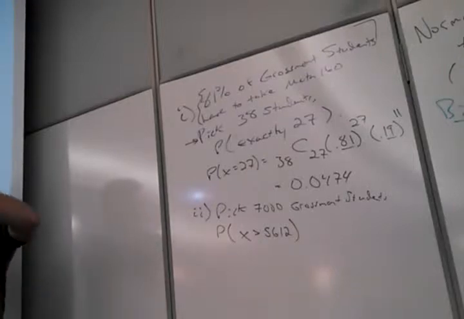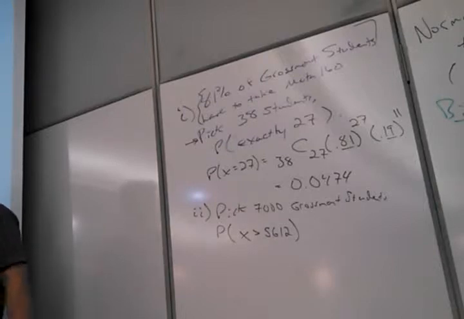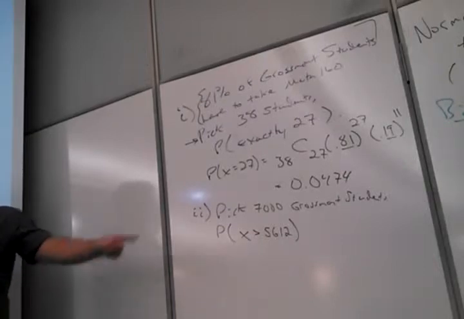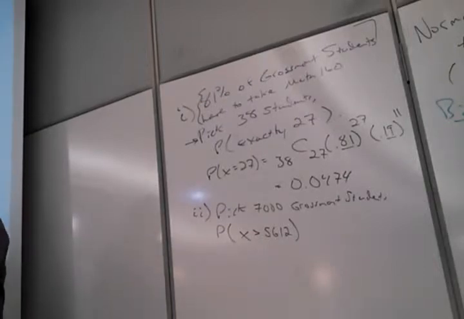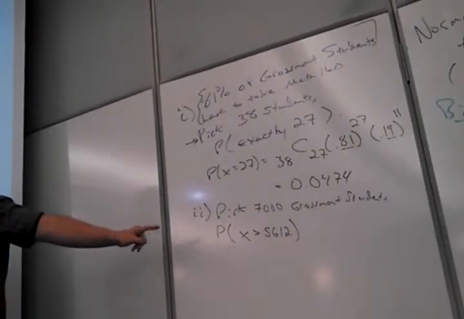So I go out and randomly select 7,000 Grossmont students. It's the probability that at least that many have to take it. So maybe I want to see how many sections to make. You guys kind of follow? If more than that are needed, I have to add another section beyond what's currently scheduled. That's the background as to why I would even be interested in this question in the first place.